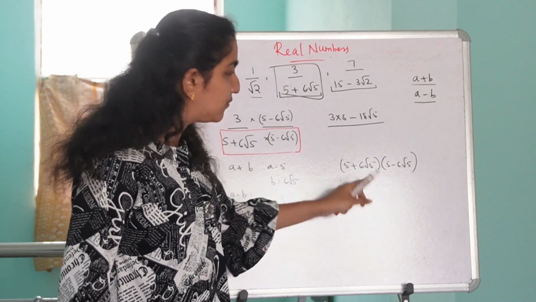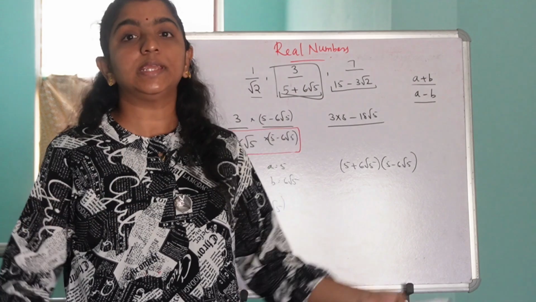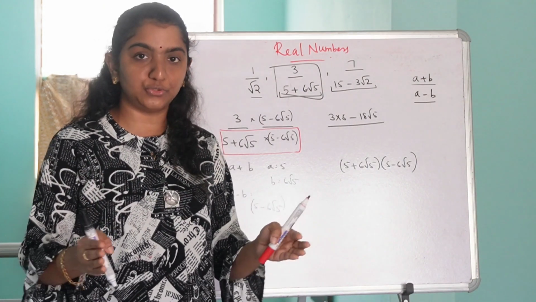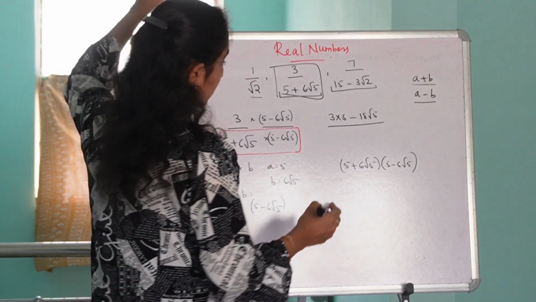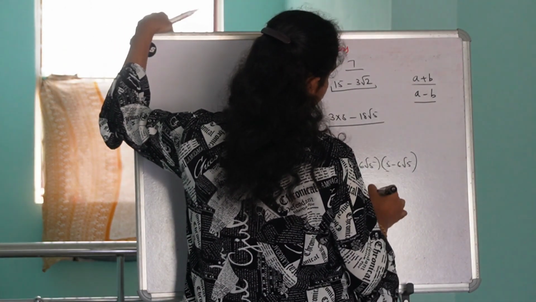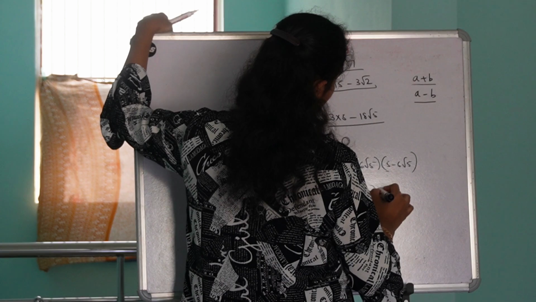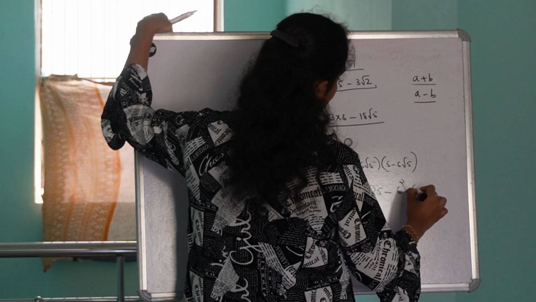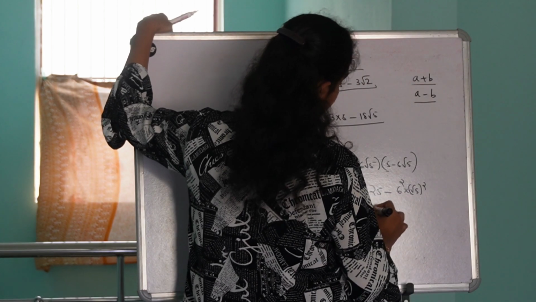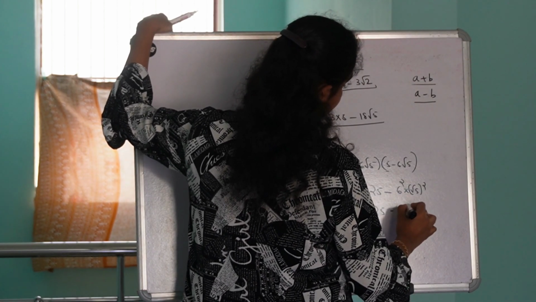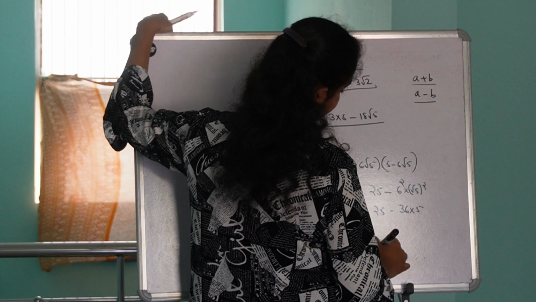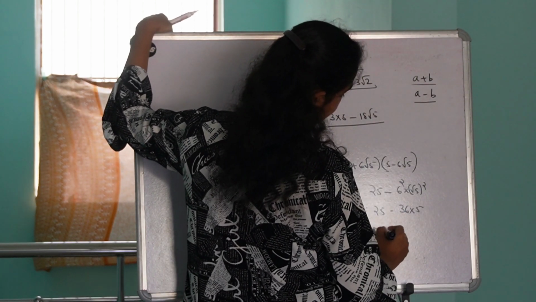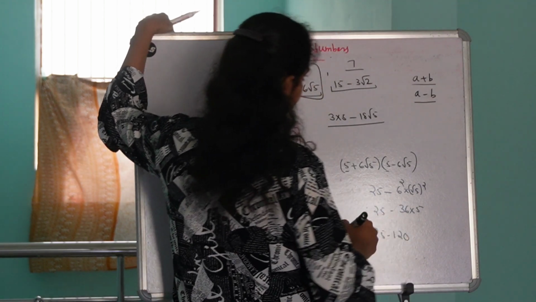Here it is given in the form (a plus b) into (a minus b). So we know (a plus b) into (a minus b) is equal to a square minus b square. Here a is 5 and b is 6 root 5. So a square is 25 minus b square, that means 6 square into root 5 the whole square, that is equal to 25 minus 36 into 5.